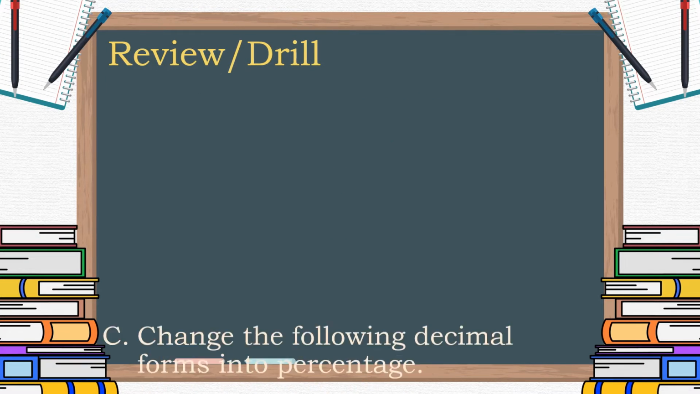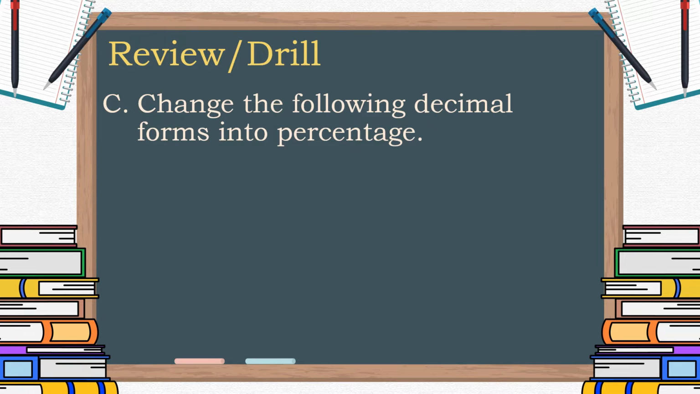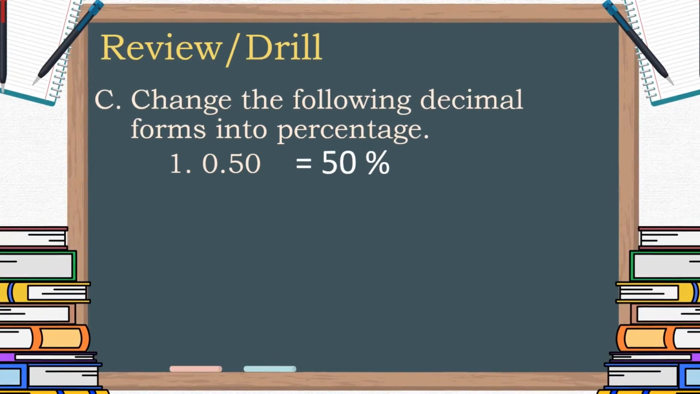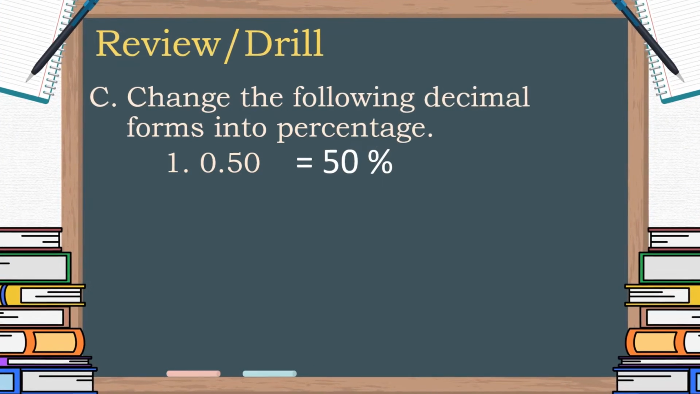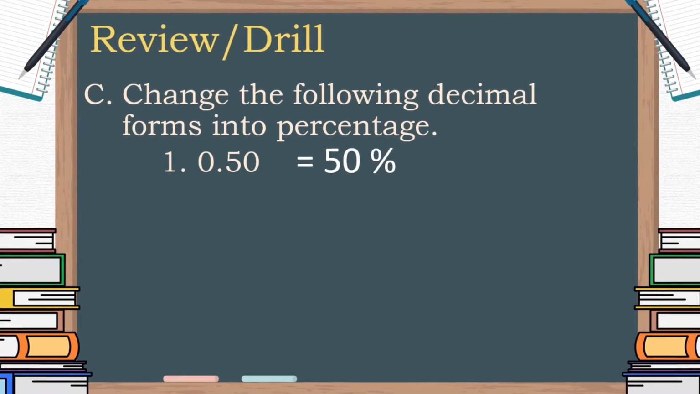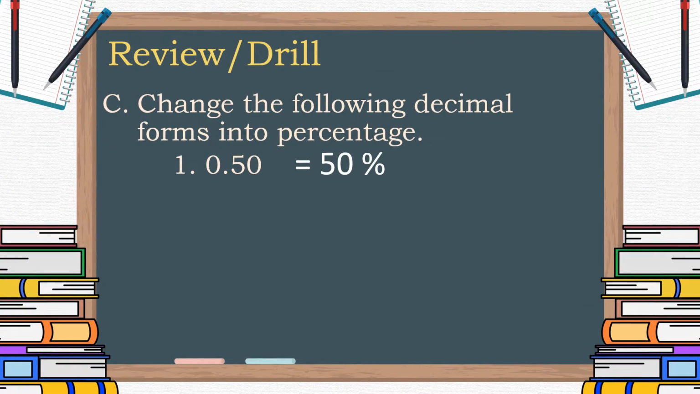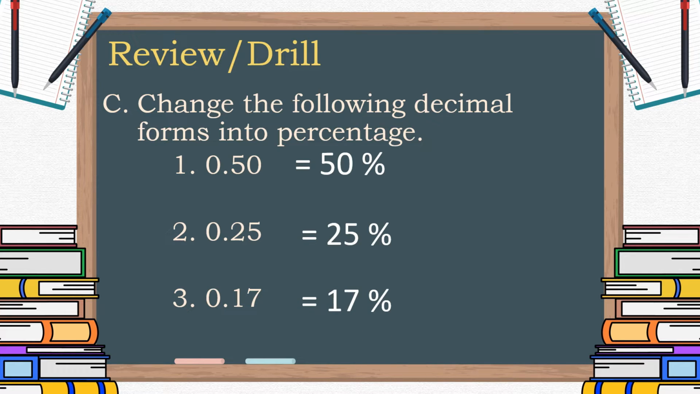Next, letter C. Change the following decimal forms into percentage. Number 1, 0.50. The answer is 50%. So we simply multiply 0.50 by 100 or move the decimal point twice to the right. Next, how about 0.25? Okay, so the answer is 25%. And last one, 0.17. Our answer is 17%.